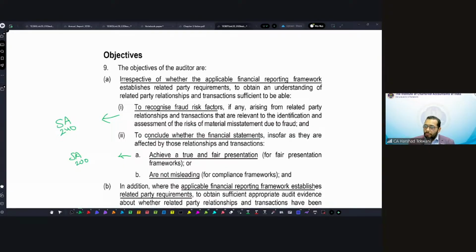Okay. Now, any doubt with this part? Any doubt with respect to the objectives? No. No. That's really great. Okay. Fine.